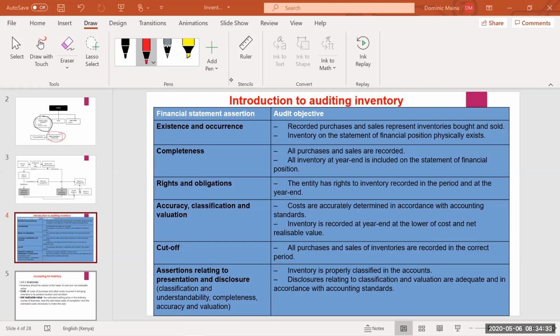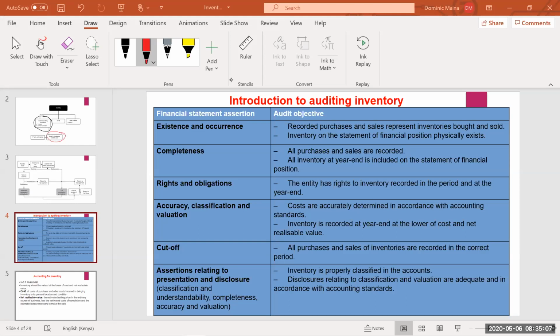Of course, towards rights and obligations, don't forget this is a current asset. This is an asset account. So the rights imply that the company has the right to receipt of any future economic benefit that accrues on that particular asset. It means the company has the right to receipt of any cash from the disposal, from the sale of the particular inventory. We shall mention rights and obligations later on.